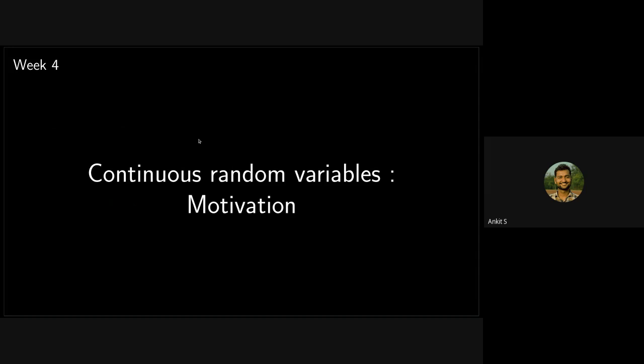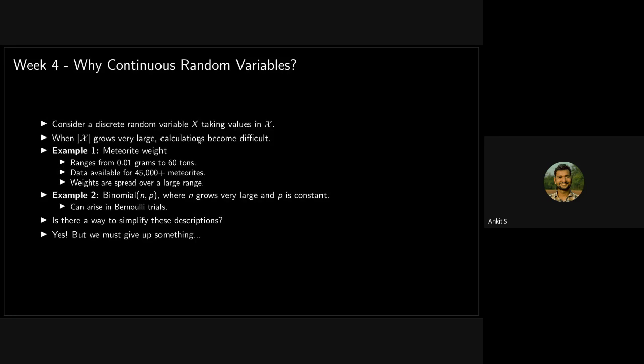Now let's go to week 4, the final week, and I hope all of you are familiar with the concept of continuous random variables from Stats 1. It will be a little bit of revision, but a little bit of new things will be there. So first of all, what's the motivation for studying continuous random variables? Because what are discrete random variables? Whenever you have a random variable and it can take a finite number of values, then it is called discrete.